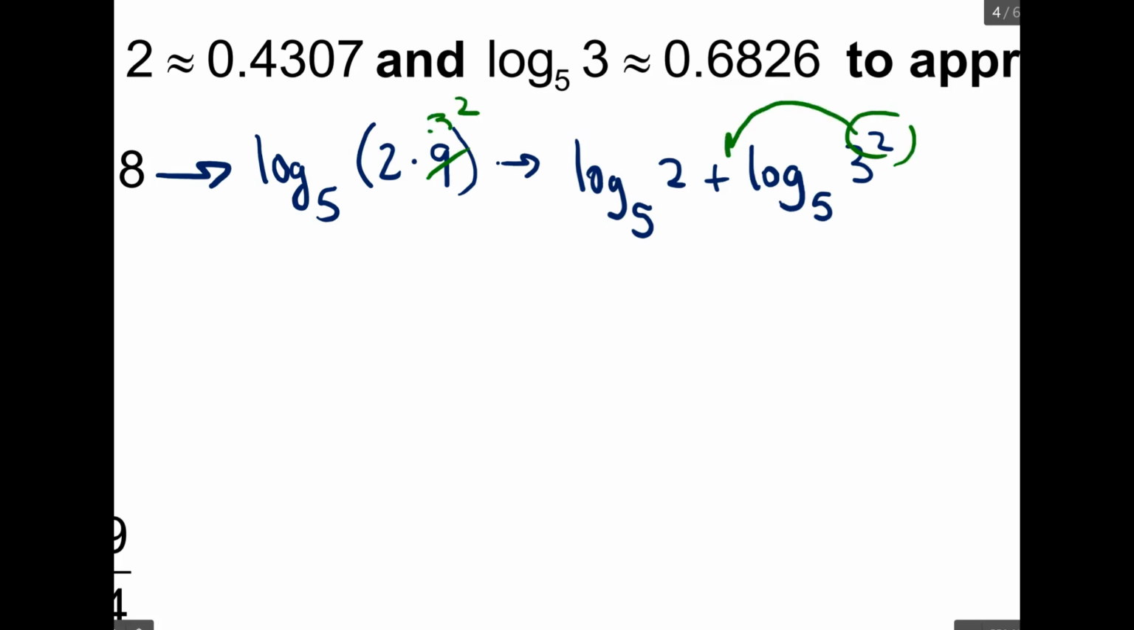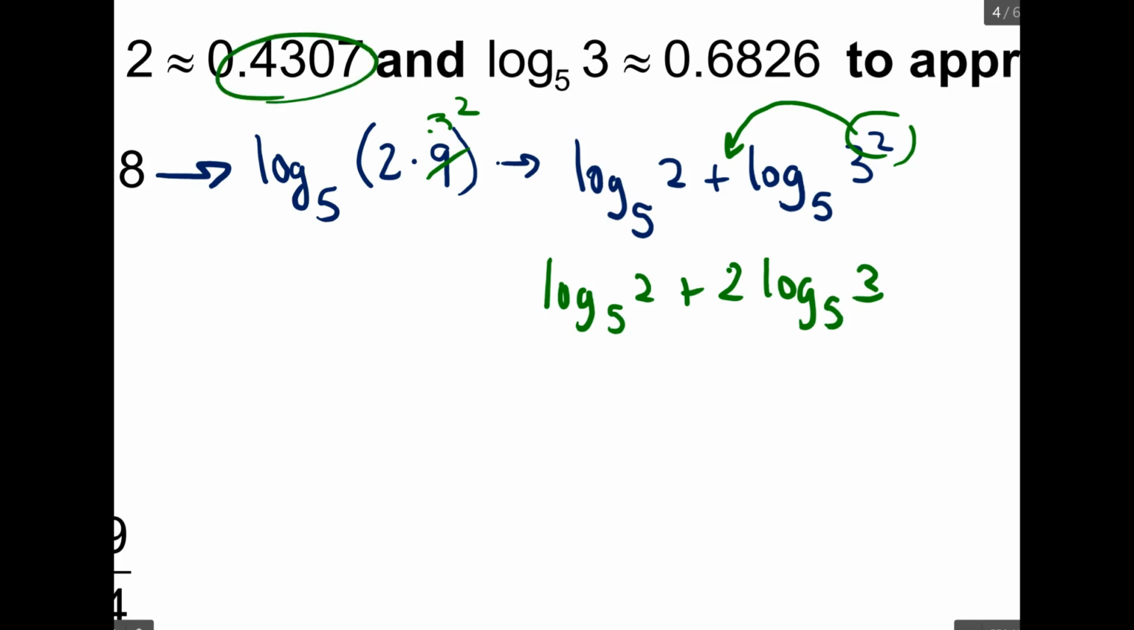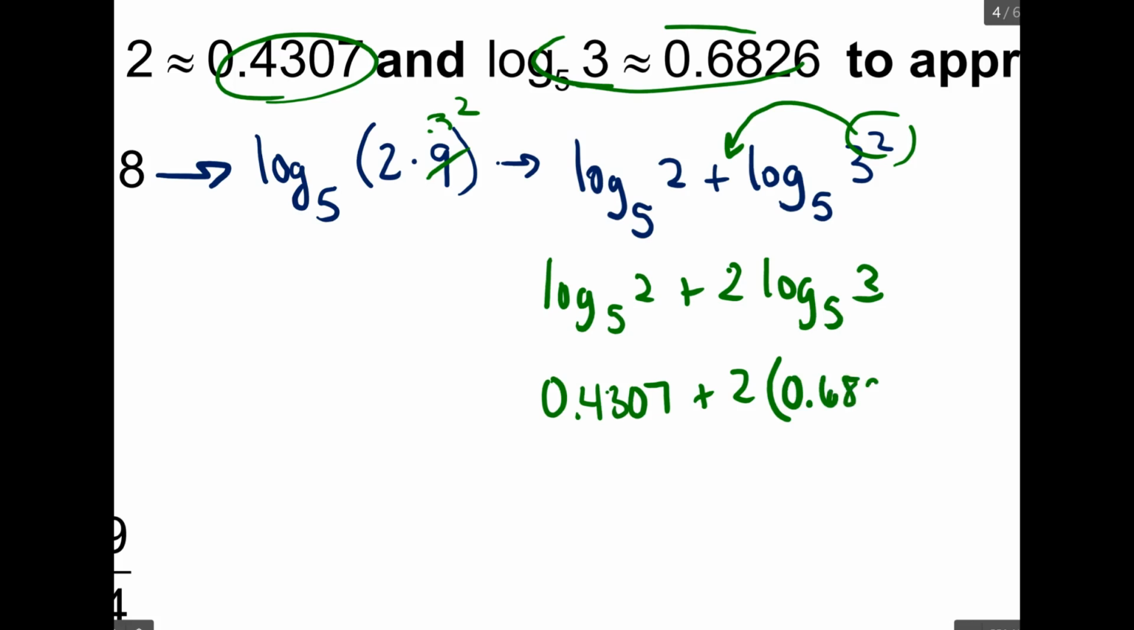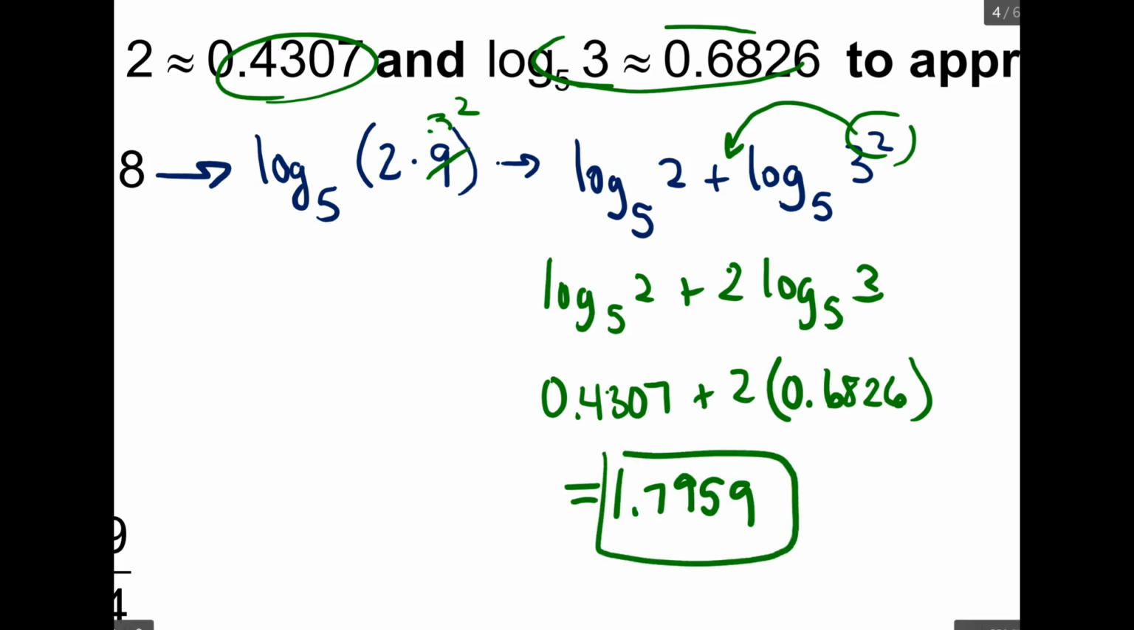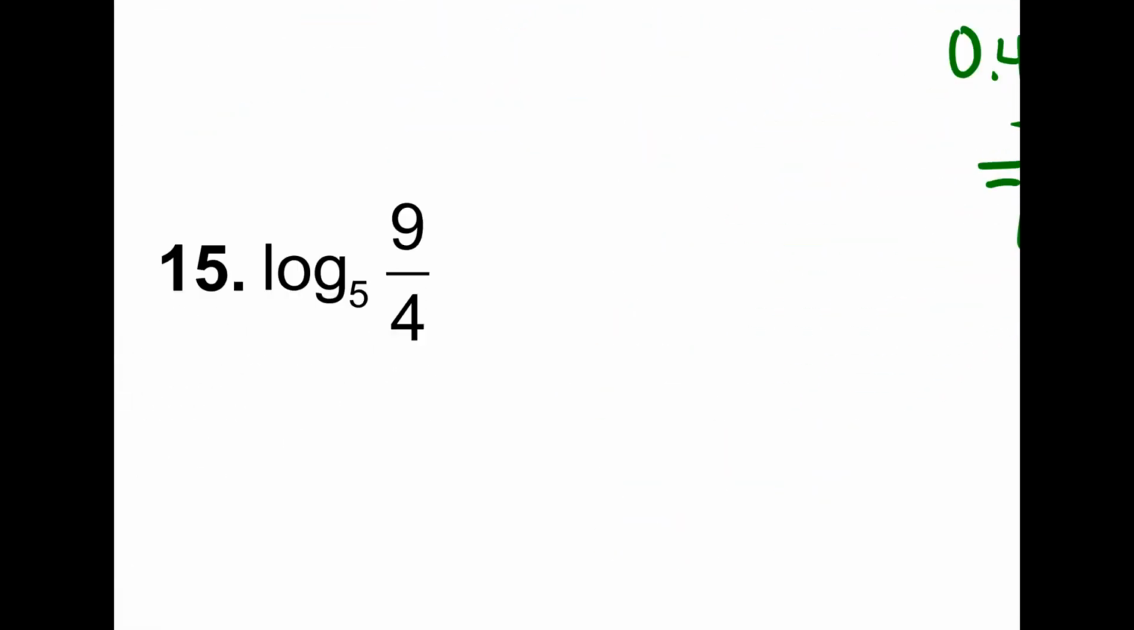And using properties of logs, I can move this to the front, so now I have log base 5 of 2 plus 2 times log base 5 of 3. Log base 5 of 2 is 0.4307 plus 2 times log base 5 of 3 is 0.6826. So go ahead, put this in your calculator, and let's see what we get. 1.7959. Perfect. Let's try the next one.